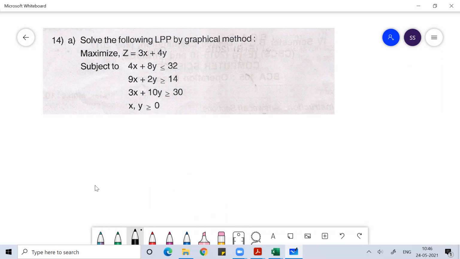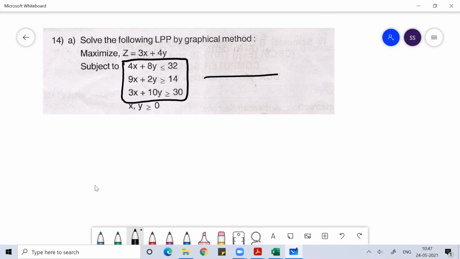Whenever you are solving a problem by using the graphical method, forget the objective function and focus only on the constraints. You have three constraints. For these constraints, just think that there's no inequality sign.